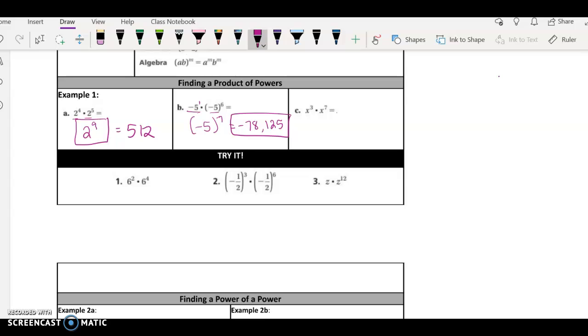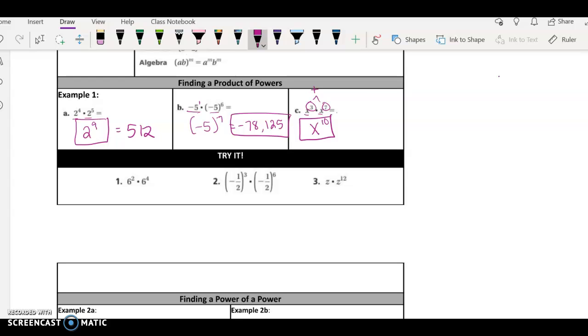So now this is the algebraic form I was talking about. And so you'll see we have the same base, so we keep the base, and then we add our exponents. So 3 plus 7, we are going to add those, and we get 10. Now we can't simplify this one anymore because we don't know what x is. So this just remains x to the 10th power.